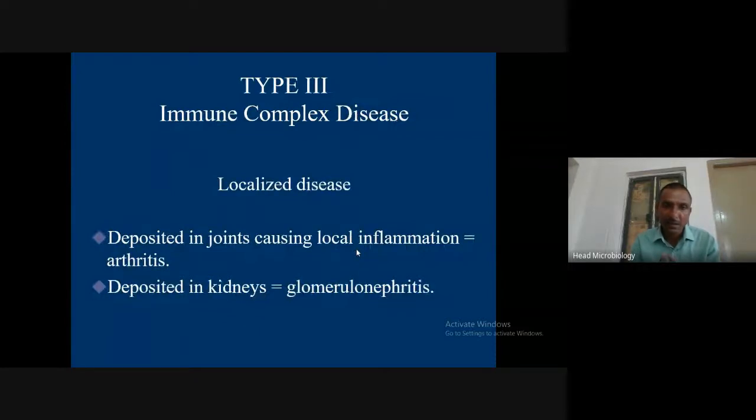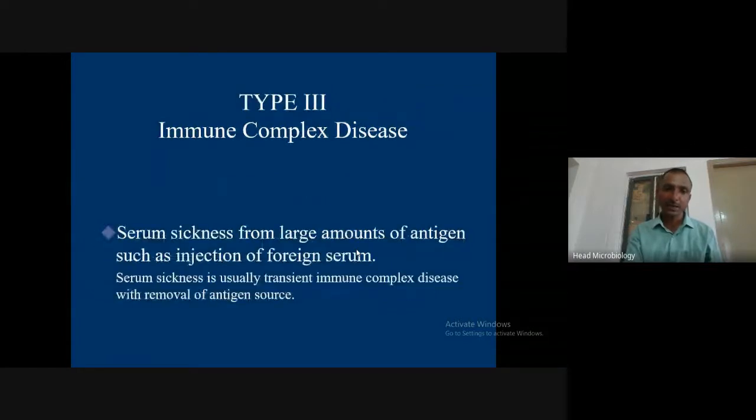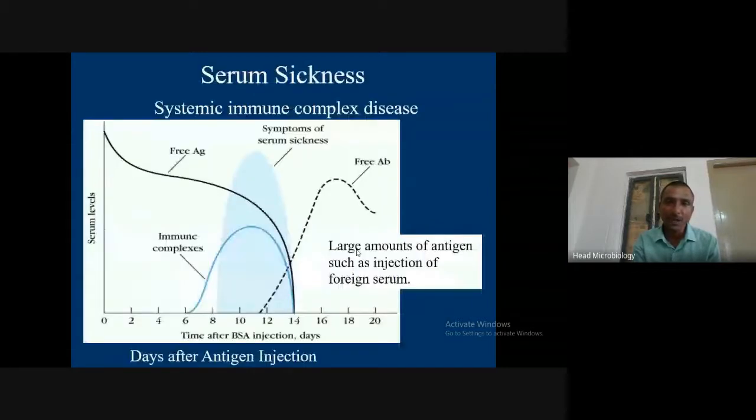Deposits in the joints cause localized disease and local inflammation, such as arthritis. Deposits in the kidneys cause glomerulonephritis. A different example is serum sickness, from a large amount of antigen, such as injection of foreign serum. Serum sickness is usually transient in immune complex disease, resolving with removal of the antigen source.